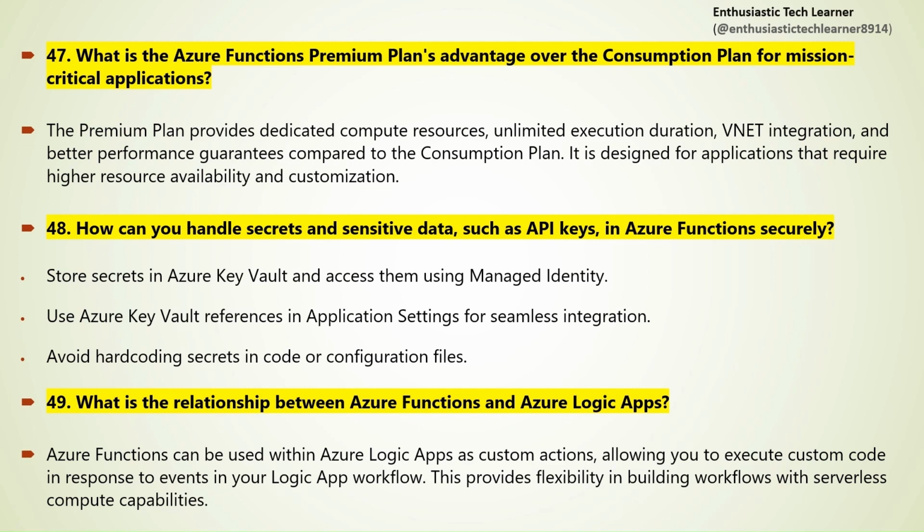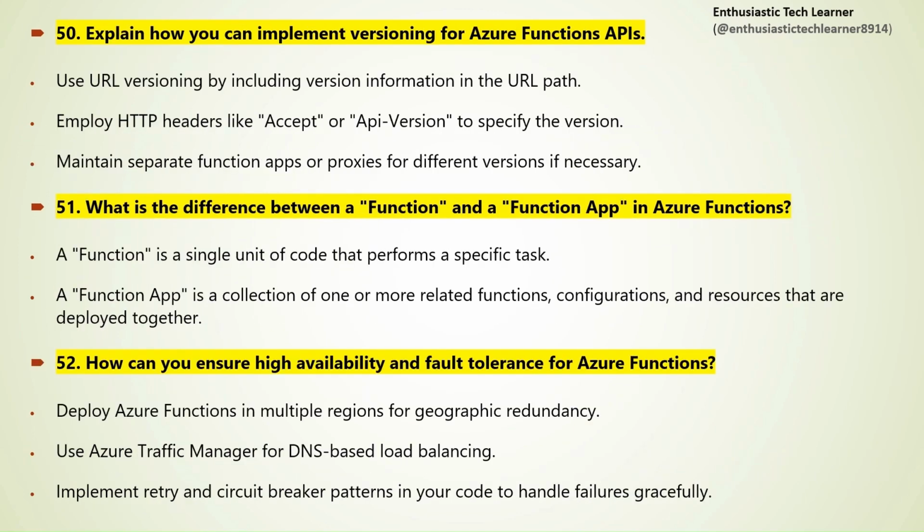Explain how you can implement versioning for Azure Functions APIs. Use URL versioning by including version information in the URL path. Employ HTTP headers like Accept or API-Version to specify the version. Maintain separate function apps or proxies for different versions if necessary.